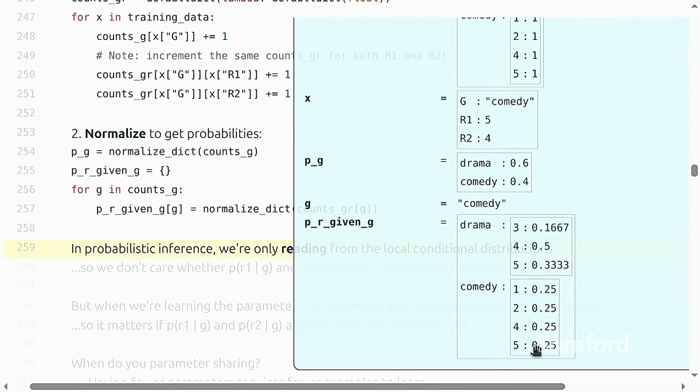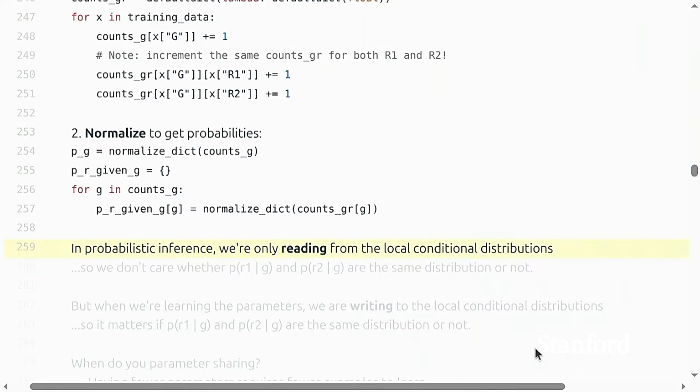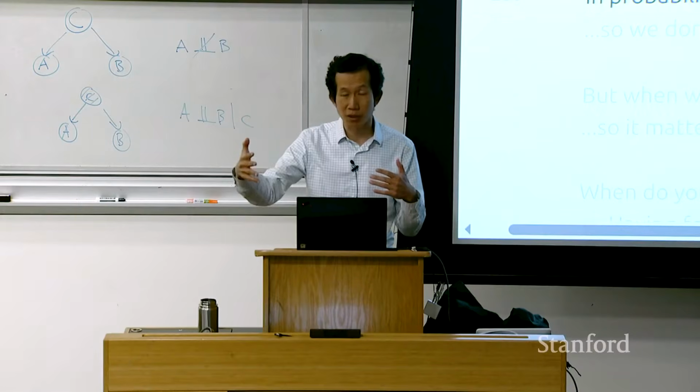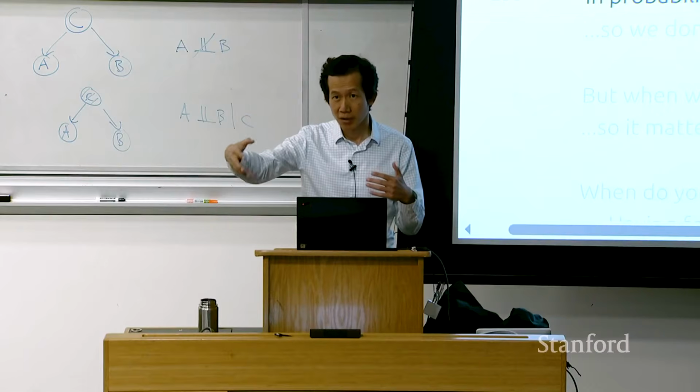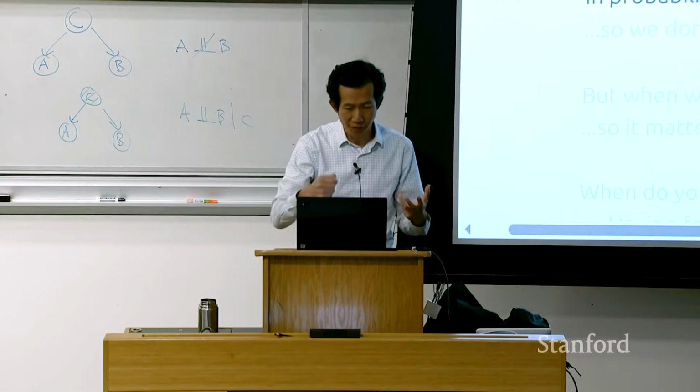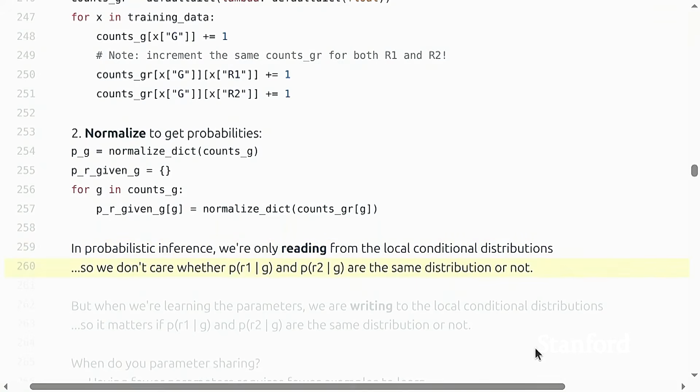Another intuition to help you out here is that in probabilistic inference, which is what we did in the previous lecture, we're only reading from the local conditional distributions, right? We're not changing the local distributions, we're just reading them and using that to make inferences. So in that case, we don't care whether P of R1 given G and P of R2 given G are the same distribution or not. They're just numbers.